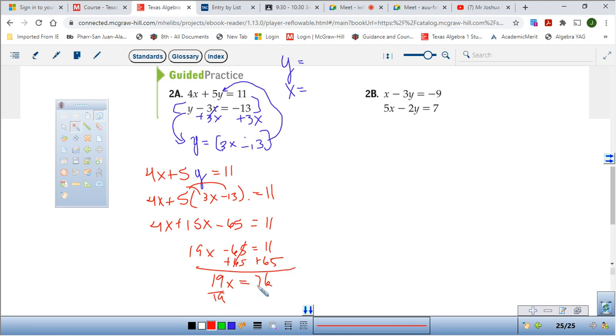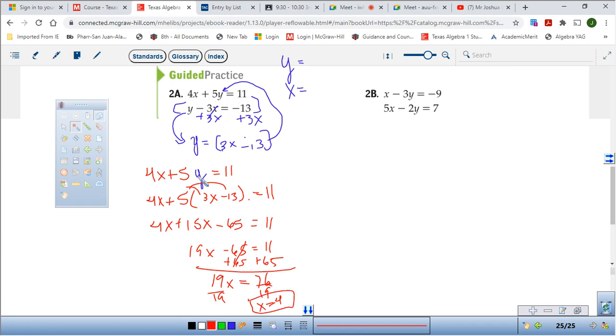Divide by 19. Divide by 19. I'm going to take a pause and get my phone to divide. That looks like a what? I don't know. 4. Yep, 4. So now we figured out here, I'll bring it up here, x is equal to 4.